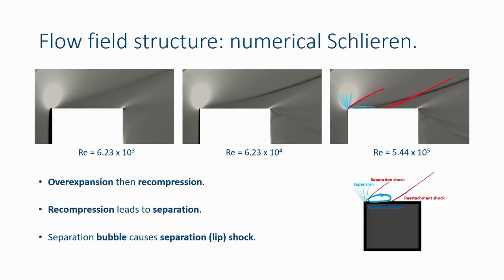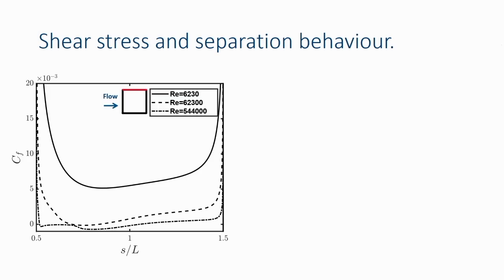However, at these lower Reynolds numbers, at Reynolds number 6,000, Reynolds number 60,000, there doesn't appear to be anything there. So somewhere here, there's some transition of the flow regime. We can investigate this further by looking at the skin friction. If we look at the skin friction here, for the highest Reynolds number case, our skin friction along the top of the square is negative here.